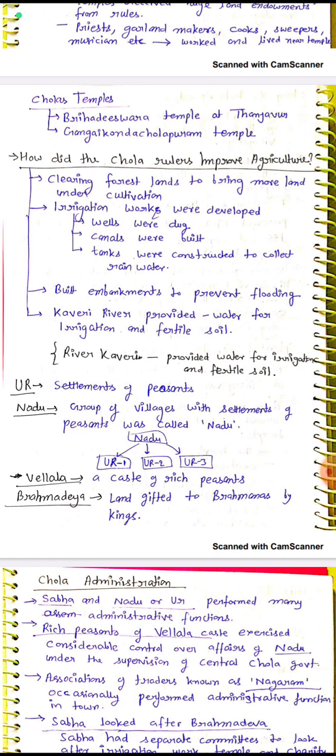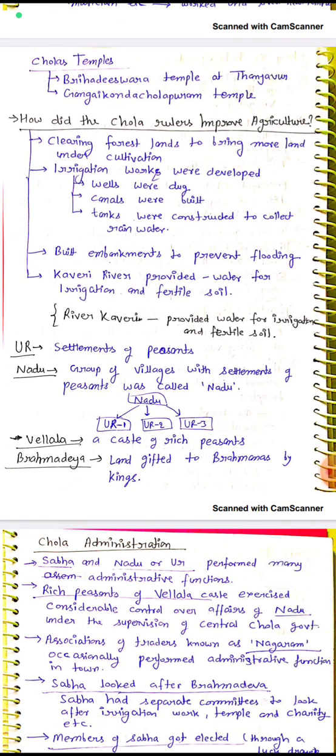Then there were 3-4 important terminologies mentioned. That was Ur. What was Ur? Ur means settlements of peasants. Then Nadu were the groups of villages with settlements of peasants. Nadu were further classified into three parts: Ur 1, Ur 2, and Ur 3. Then Velala, a caste of rich peasants. Then Brahmadeya. Brahmadeya was basically the land gifted to Brahmanas by the king.